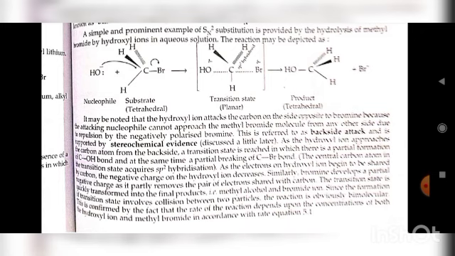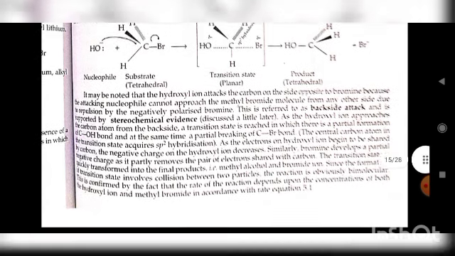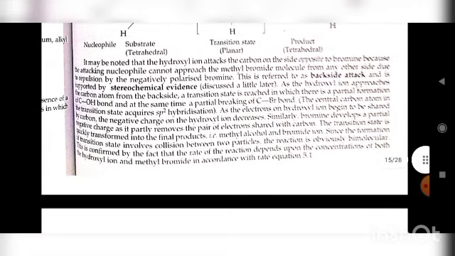As the hydroxyl ion approaches the carbon atom from the backside, a transition state is reached in which there is a partial formation of the carbon-OH bond, and at the same time a partial breaking of the carbon-bromine bond. The central atom in the transition state acquires sp2 hybridization as the electrons on the hydroxyl ion begin to be shared by carbon. The negative charge on the hydroxyl ion decreases. Similarly, bromine develops a partial negative charge as it partially removes the pair of electrons shared with carbon. The transition state is quickly transformed into the final products, that is methyl alcohol and bromide ion.